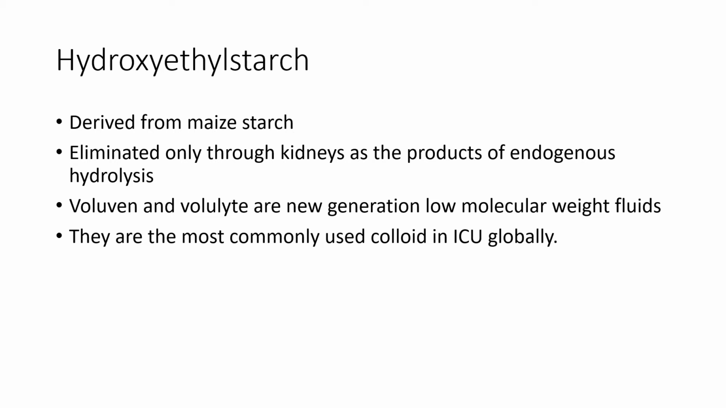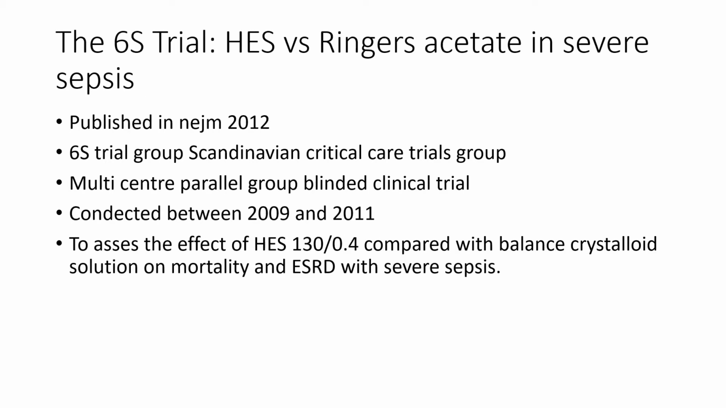So these are tetrastarches, and there was another trial called the 6S trial, which compared hydroxyethyl starch versus Ringer's acetate in severe sepsis. It was published in NEJM in 2012, conducted by the Scandinavian Critical Care Trials Group. It was a multi-center parallel group blinded clinical trial conducted between 2009 and 2011. It was done to assess the effect of hydroxyethyl starch with a molecular weight of 130 kilodaltons and a C2:C6 ratio of 0.4 compared with a balanced electrolyte solution on mortality and end-stage renal disease in severe sepsis.